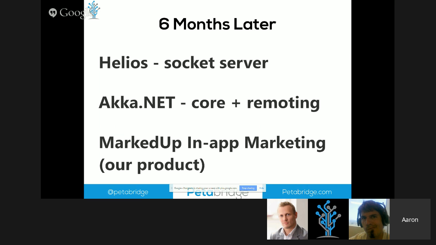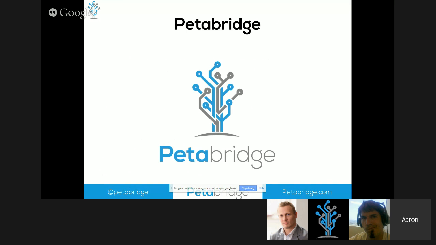Now, ultimately, the story for Marked Up did not end happily. We ended up having to shut down the company in November of last year. We simply didn't have enough time to properly sell or market this technology in order to save the business. But the silver lining is that I had the opportunity to start Petabridge with Andrew as a result. Akka.NET got popular over the course of that time and became a framework that was a lot bigger than Roger or I ever imagined.